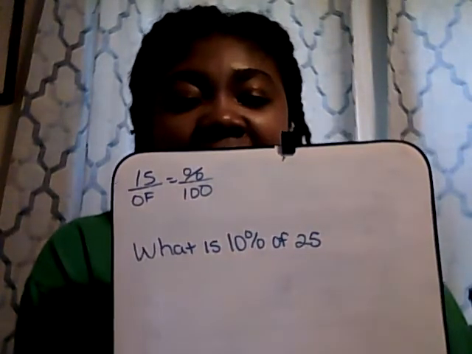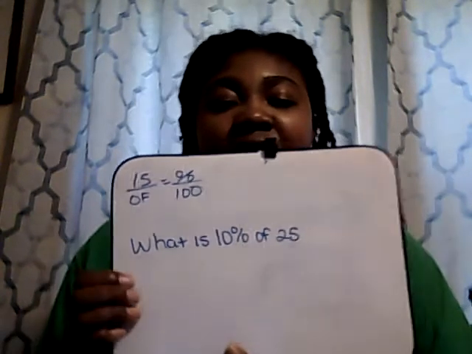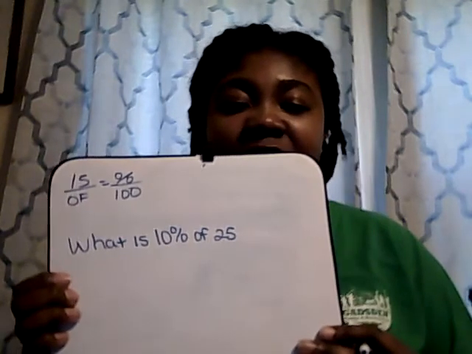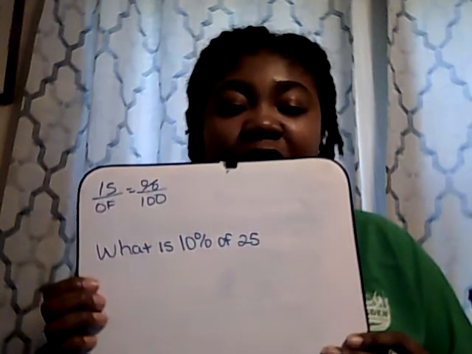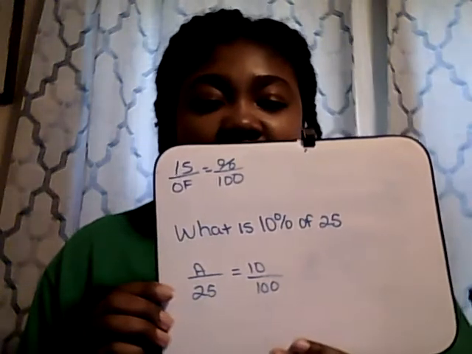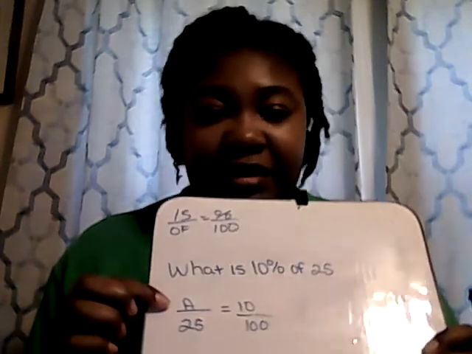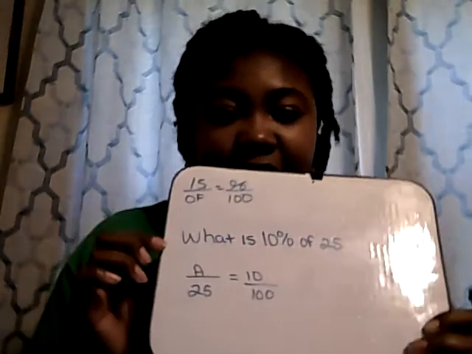Okay, the next question asks, what is 10% of 25? In this question, it's giving us the percent, and it says of 25, so it's giving us the of. In this one, we're looking for the is. So I'm going to plug in. It's giving us the percent and the of. We don't know what the is. The of is 25 and the percent is 10. So now I'm going to cross multiply.